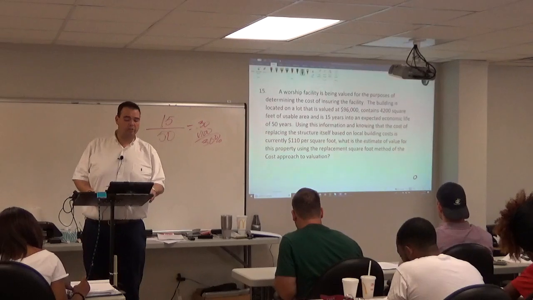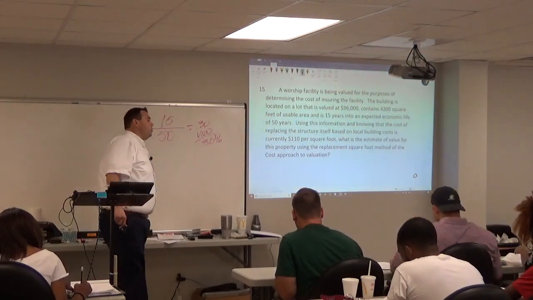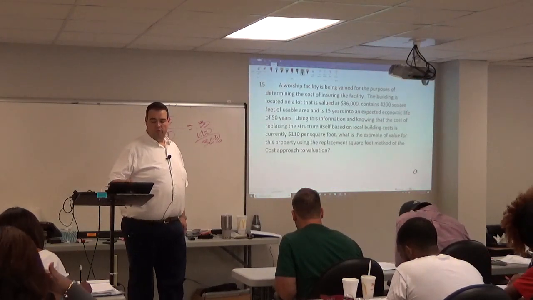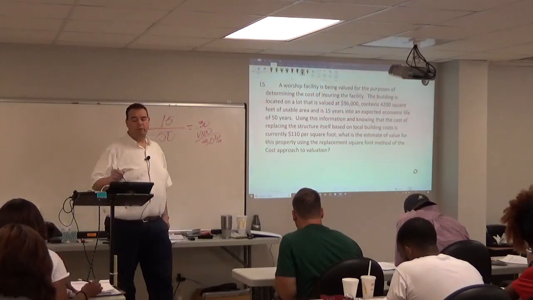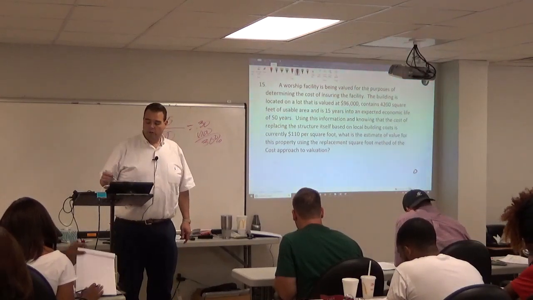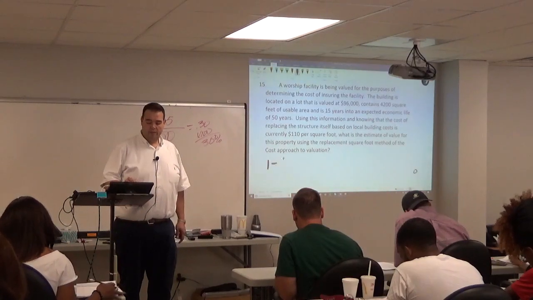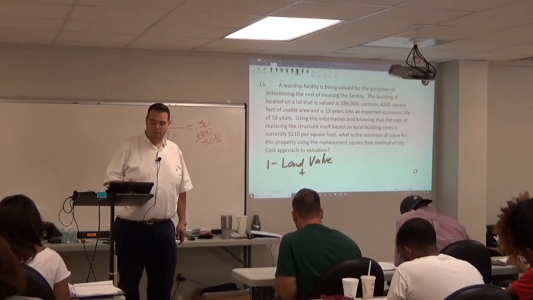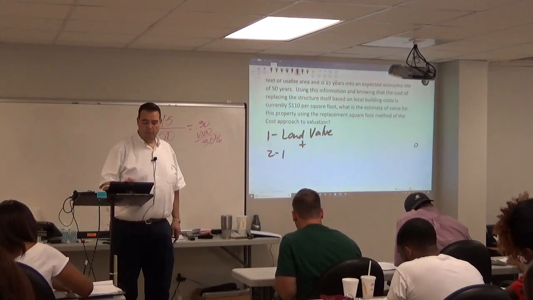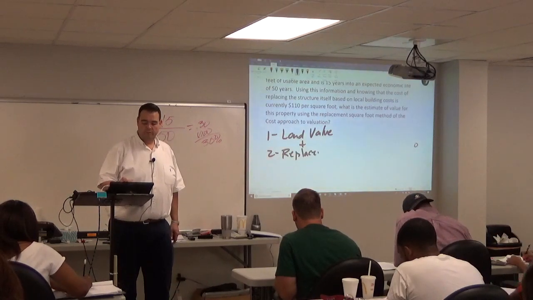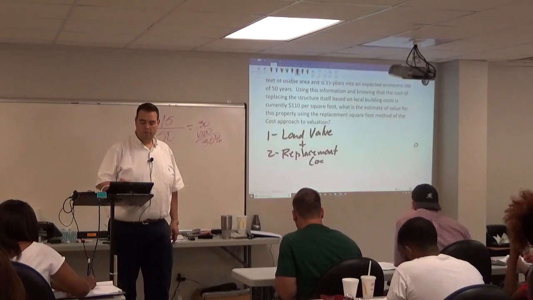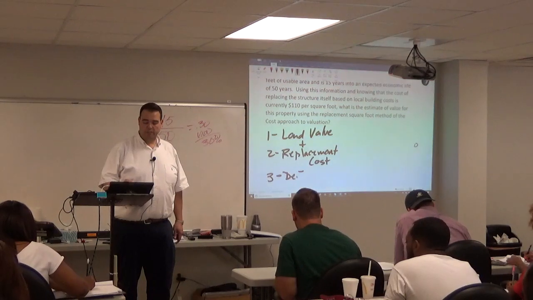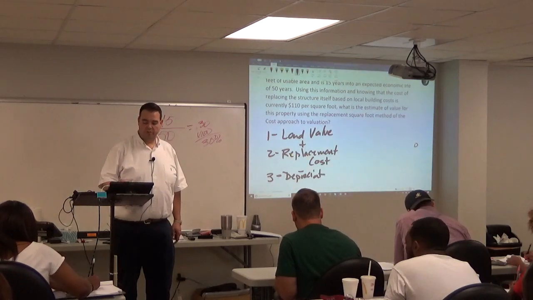All right, I want you guys to do number 15. Number 15 is a full cost approach question. First thing, I'm going to set you off on the right path. I'm going to write down the 3 steps for you. What is step 1? Value the land. Land value. And then plus, what's number 2? Replacement cost. And then subtract, what's number 3? Depreciation. Depreciation of what? Structure. Of just the structure.